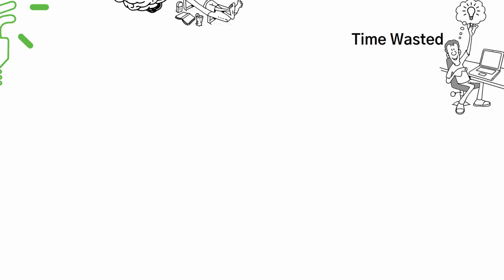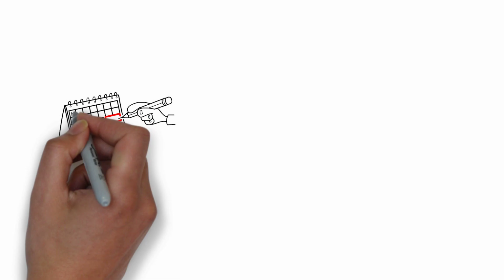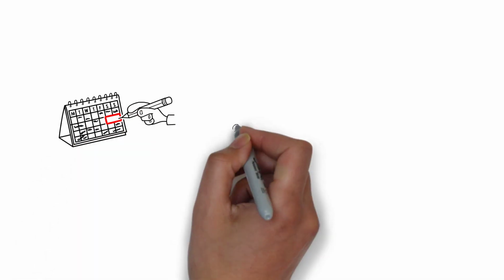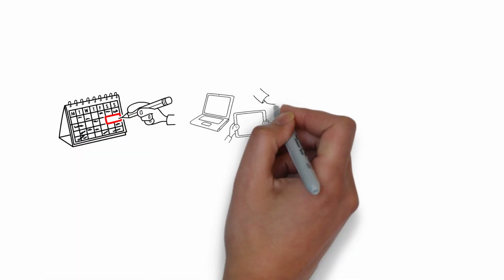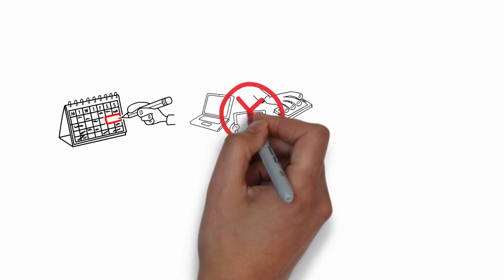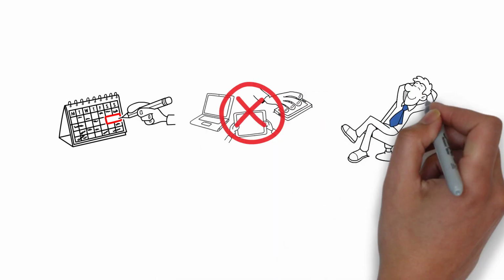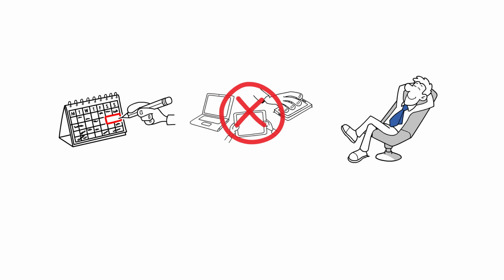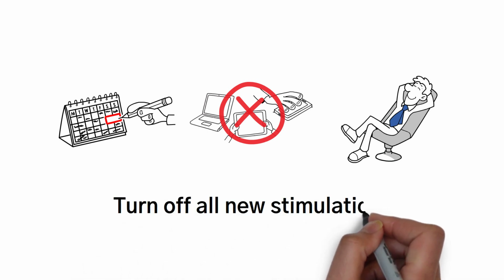So here is what you can do. First, mark your alone time on the calendar and stick to it. Second, during that time, ensure that there are no distractions like your phone, email, social media, etc. And third, just allow your mind to wander aimlessly during that time. The key is to allow brilliant ideas to come to you, and this can only happen when you're able to turn off all new stimulation.